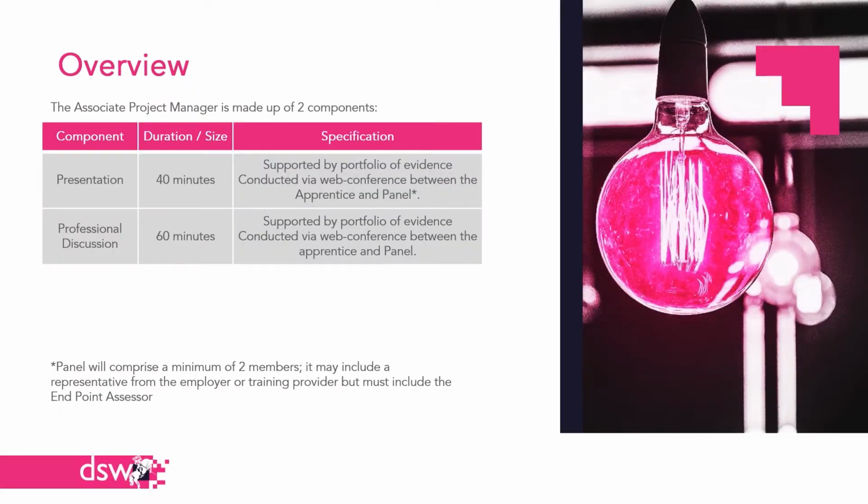Here we have an overview of the assessment methods used for the Associate Project Manager Standard. It's made up of 2 components. We have the presentation supported by portfolio of evidence, which is 40 minutes. The panel will comprise a minimum of 2 members. This may include a representative from the employer or training provider, but must include the endpoint assessor. We also have a professional discussion, and that lasts for 60 minutes. We'll look at each method in a bit more detail now.